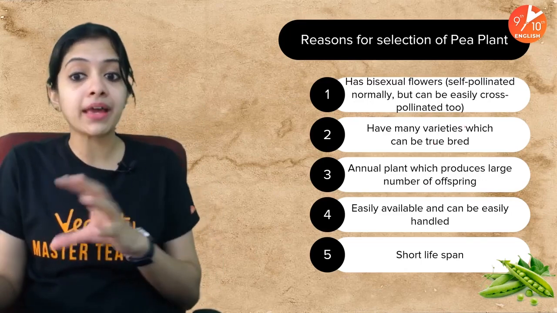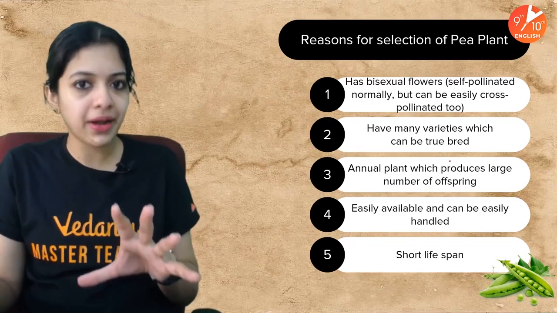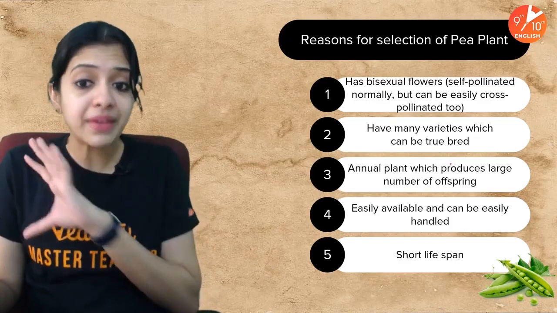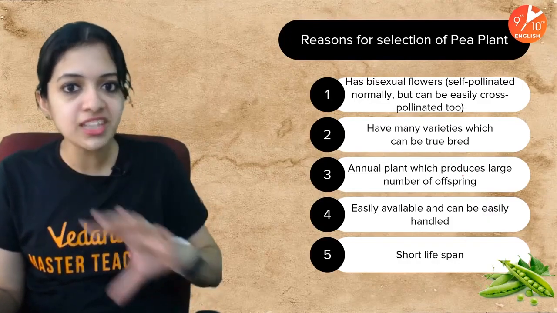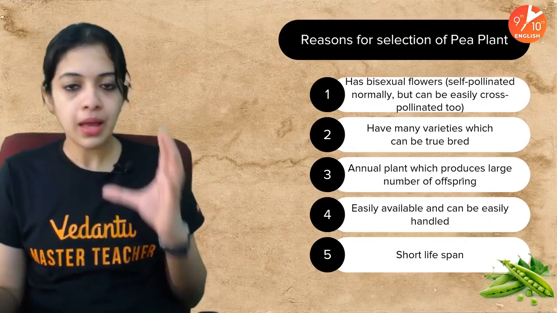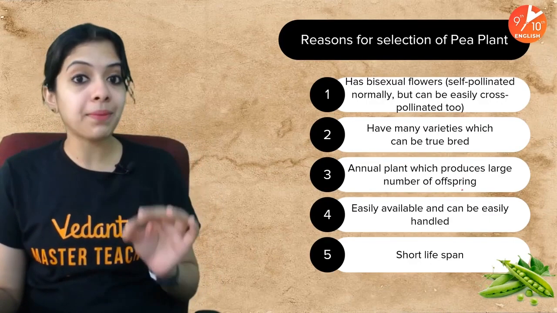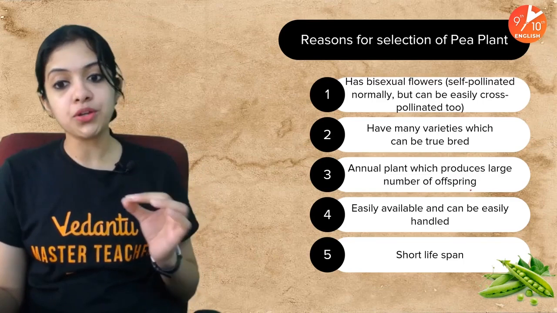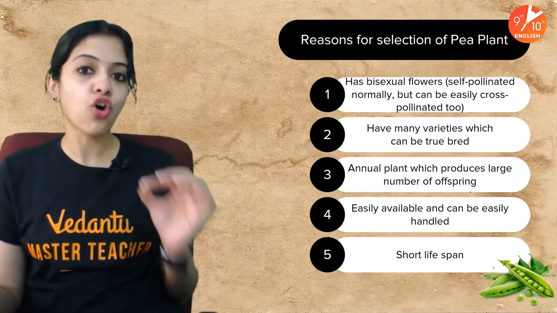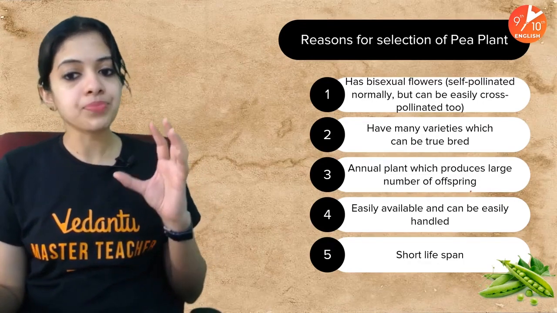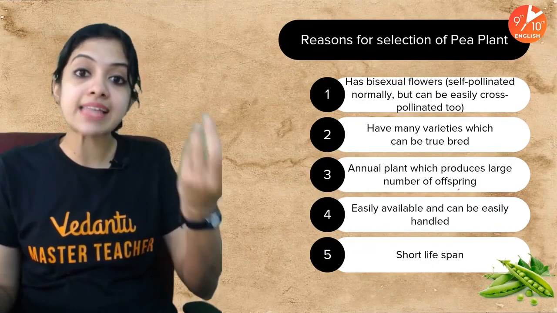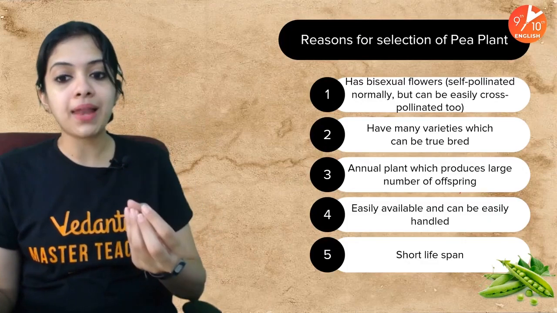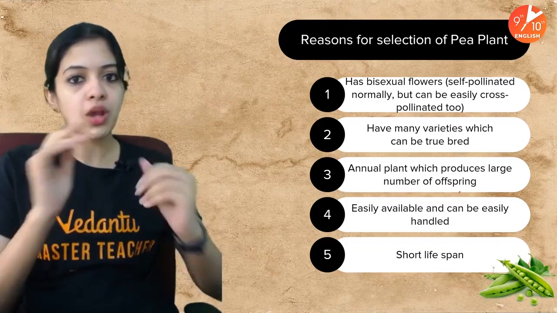This is what we mean by a purebred or true bred. It can have many varieties which can be true bred. It's easy to bring about many generations of pea plants like this. It's an annual plant which produces a large number of offspring, which means with every single cycle of reproduction, a pea plant produces a huge number of offspring.